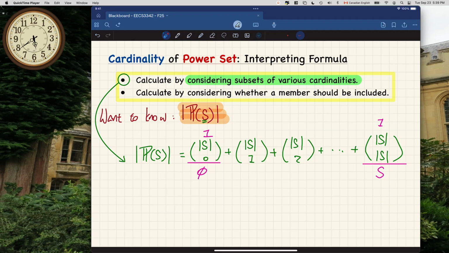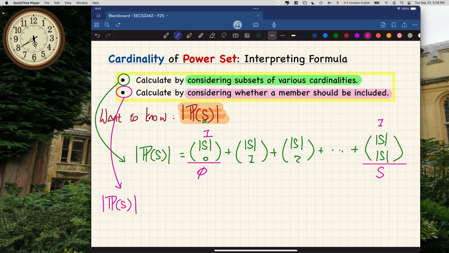There's another way to compute this, which is to consider whether or not each member should be included. Let me show it to you. Okay, I'll use an example first. Let me just write this down first, and then let's use one example before we generalize it.